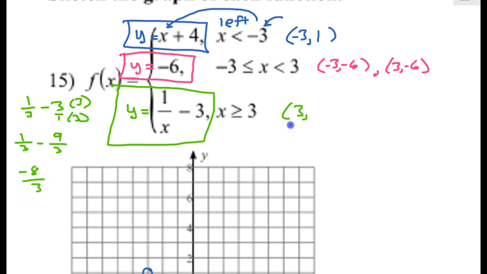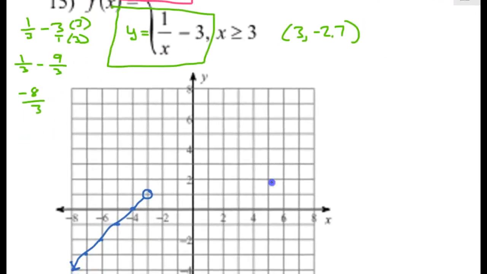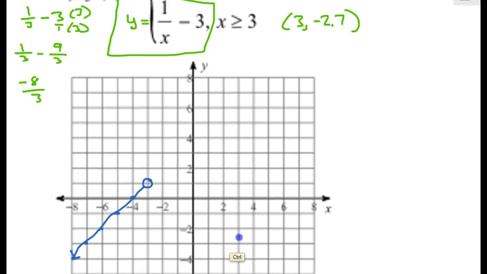Okay, I really need a decimal. So let's see, what is 8 divided by 3? That's 2.7. So 3 comma negative 2.7. This is where my endpoint is going to be for this rational piece. Okay, so 3 comma negative 2.7 would be about here. Okay, and that's going to be a closed circle. All right, I think I'm just going to do maybe a point or two. I'm gonna go ahead and do a table of values because this is a little bit more crazy.